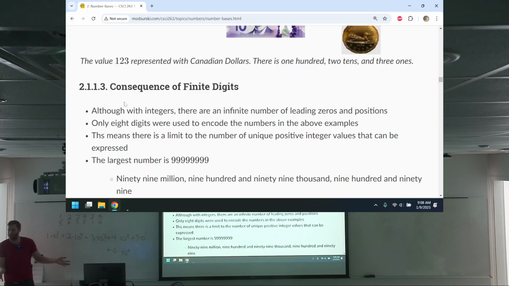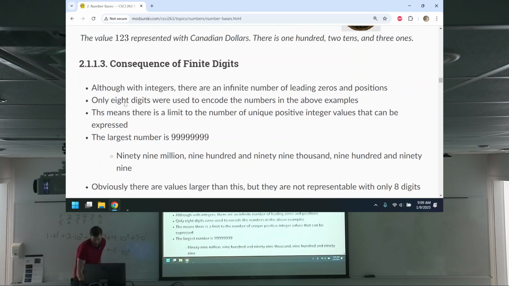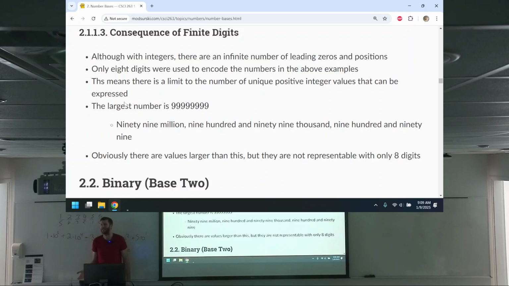There's a constraint. So the largest number I could represent with 8 digits is 99,999,999. That's the biggest number I can represent with 8 digits. Obviously, there are numbers bigger than this, but if I'm constrained to only 8 spots, that's the biggest number I could represent. Do you agree with that statement? Cool.